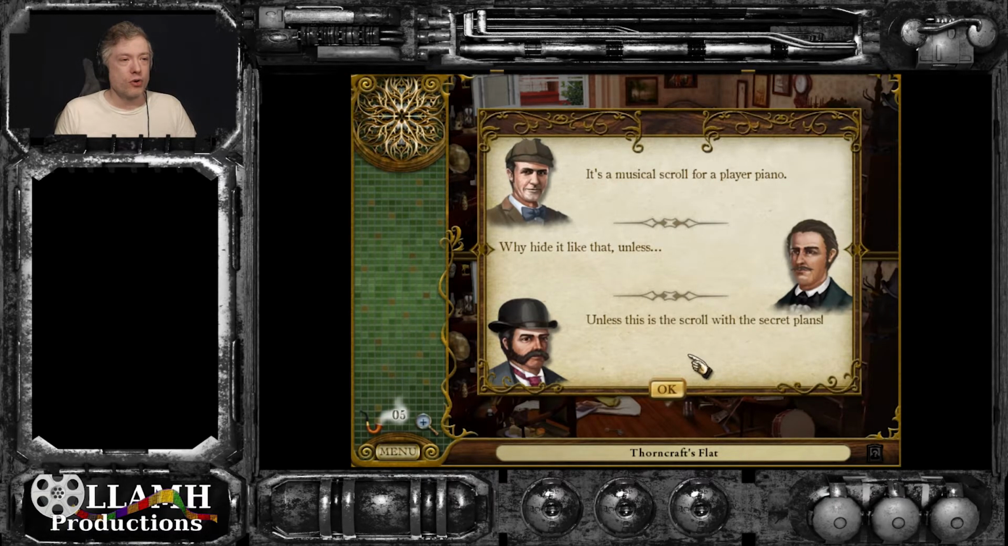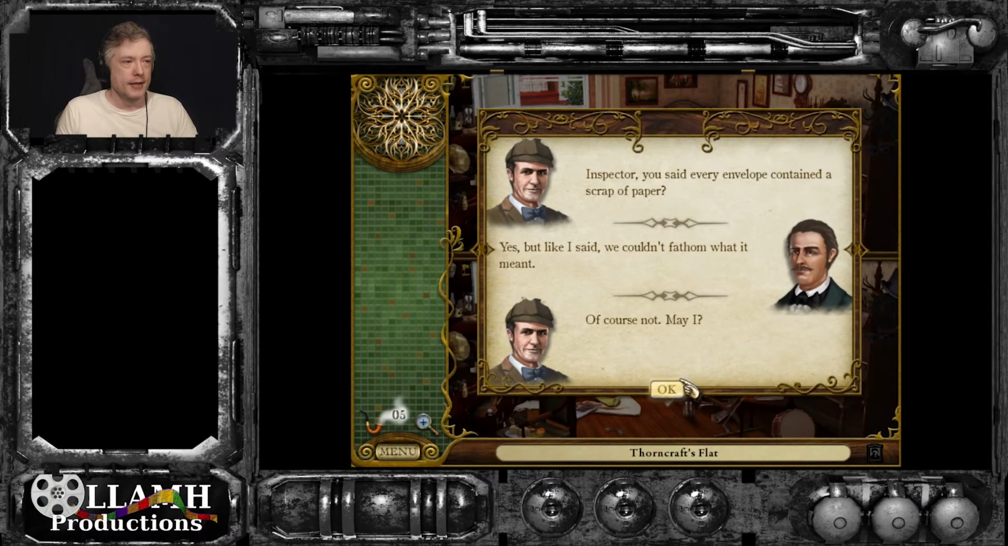It's a musical scroll for the player piano. Why hide it like this? Why hide it like that, unless this is the scroll with the secret plans? Inspector, you said every envelope contained a scrap of paper? Yes, but like I said, we couldn't fathom what it meant. Of course not. May I?